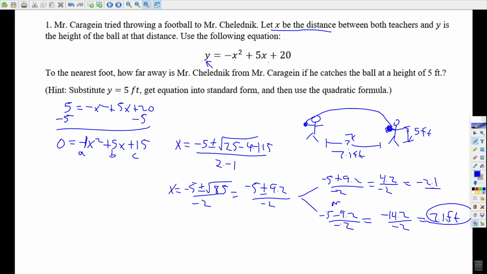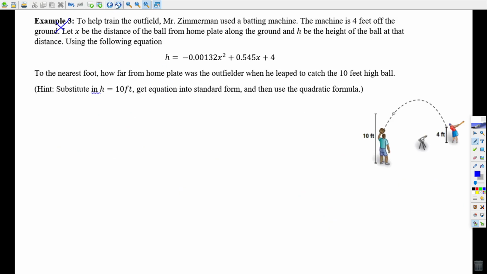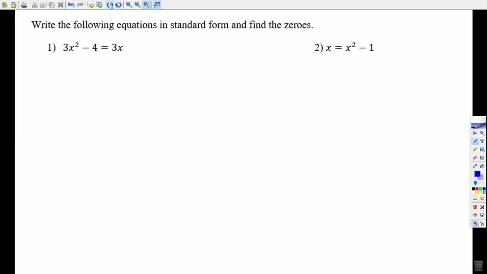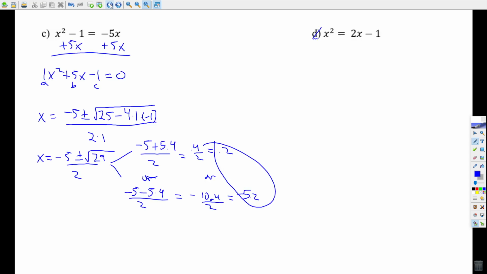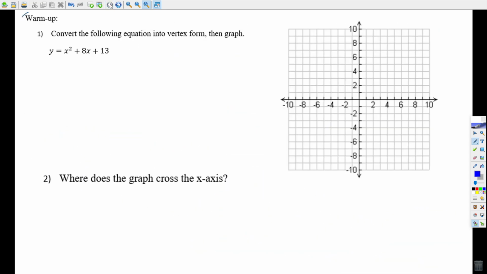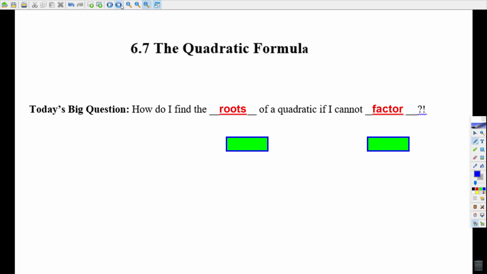That should finish up the entirety of 6.7. And using the quadratic formula, the rest you have to finish is, you don't have to do this example 3 here. This one has just a little too many decimals involved, but you should also do the warm-up plus these 6 problems. The warm-up is just changing it to vertex form and then graphing it and asking a question where it crosses the x-axis. And that's all for 6.7.